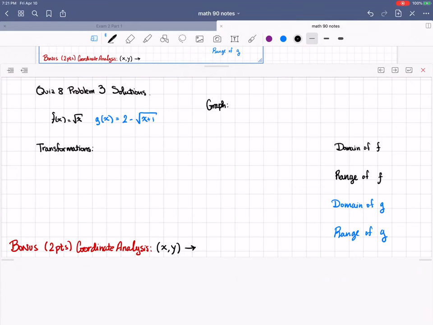For the last problem on quiz 8, we are given two functions, f of x equals the square root of x and g of x equals 2 minus the square root of x plus 1. The first thing we're asked to do is to describe the transformations.